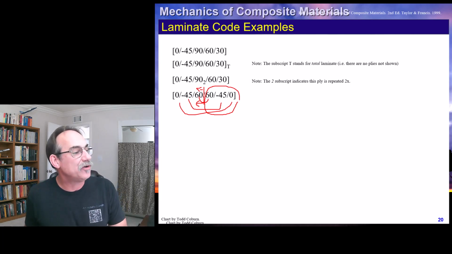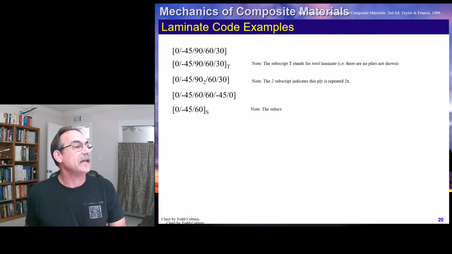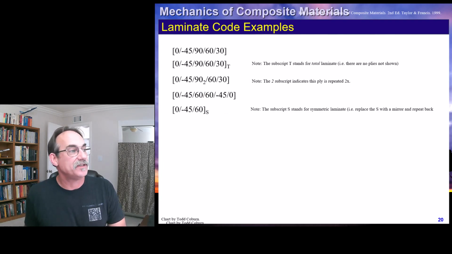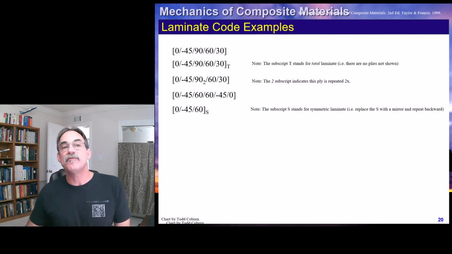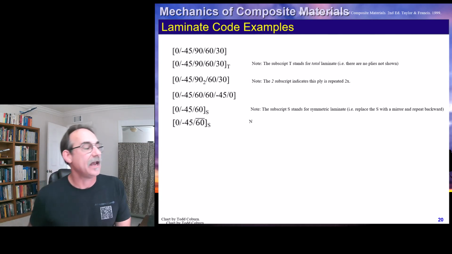So we actually could have called this out. This would be expanded notation. We could have called this out by using 0, minus 45, 60 with that little subscript S, which means it's symmetric, which means after the 60, we're going to repeat everything that was before it, but backwards. Okay?